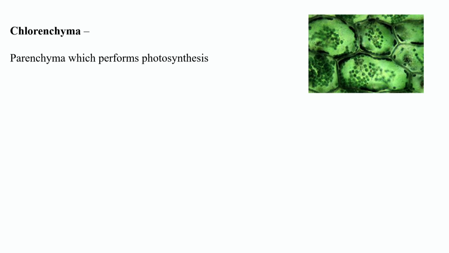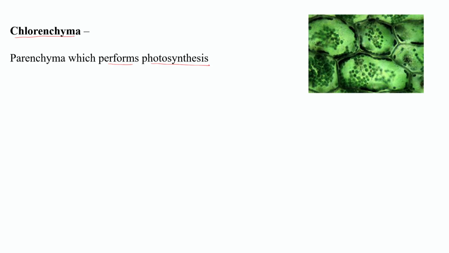Now, coming to different modifications of this parenchymatous tissue. The first important parenchyma is known as chlorenchyma. The name is given because this chlorenchyma performs photosynthesis. Any type of parenchymatous tissue, if it performs photosynthesis, is known as chlorenchyma.